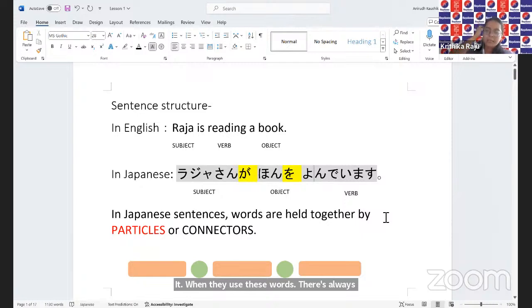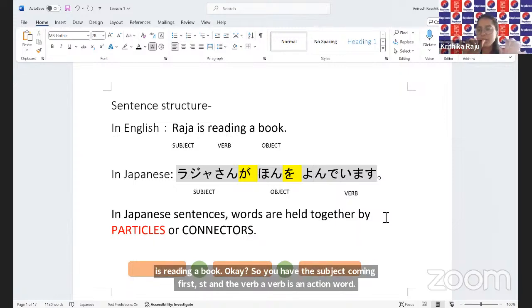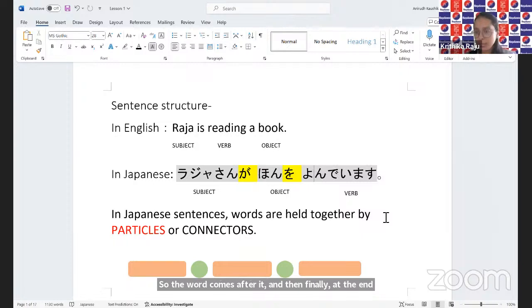Okay, the very first grammar. Very first. In Japanese, you have words. Okay, all of these words cannot function independently. In a sentence, you put together words to make a sentence. But all of these words will have to be held together by something called connectors. These words have to be held together or connected by these things called connectors in Japanese.